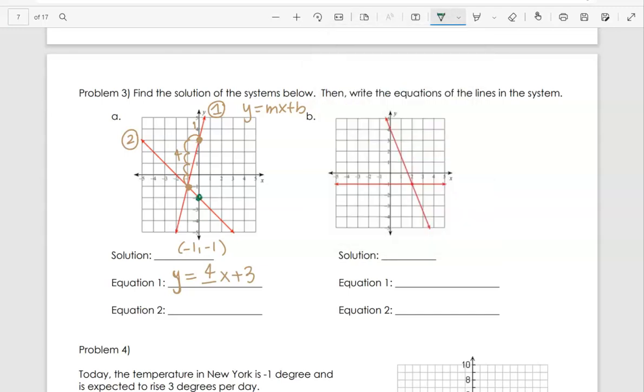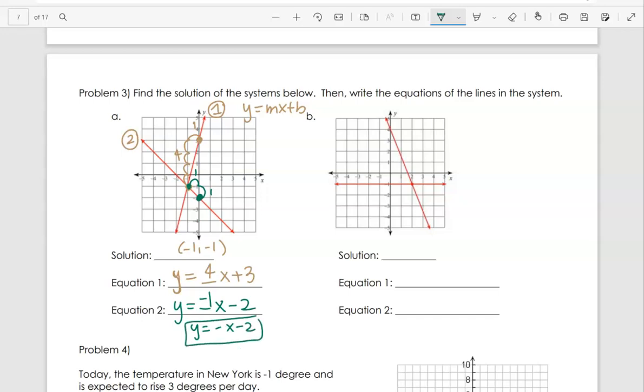And then let's do the same thing for equation 2. My y-intercept is negative 2. So I'm going to leave a space for my slope, and then I'm going to come from my y-intercept to the intersection point, rise 1, run 1 in the negative direction. My slope is a negative 1, which we can write as negative x minus 2.